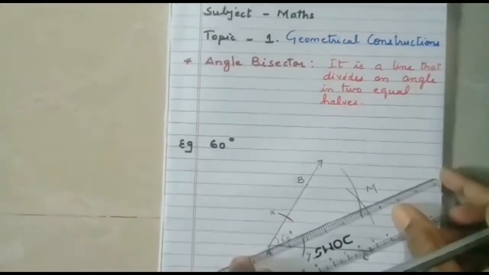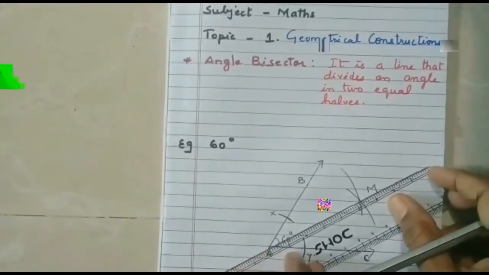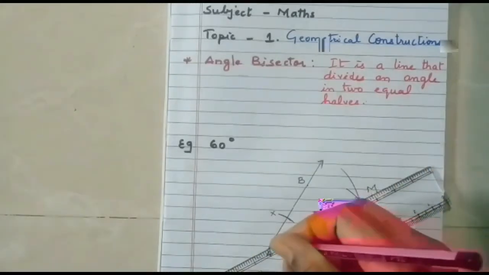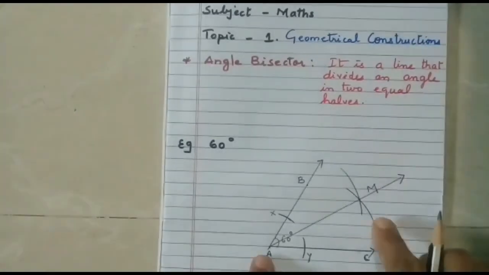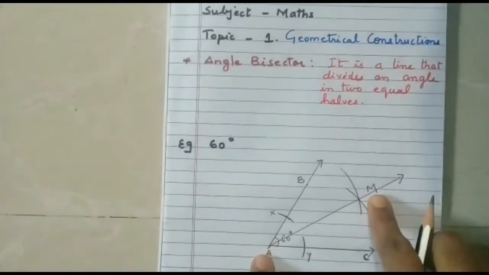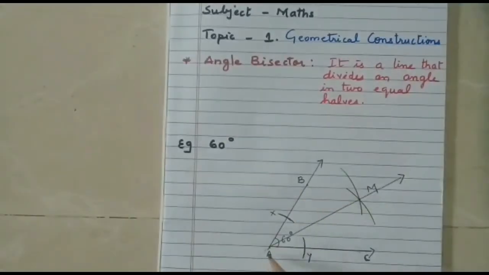Now take a ruler and draw a ray joining point A and M. So this ray AM is a line which divides angle BAC into two equal parts.